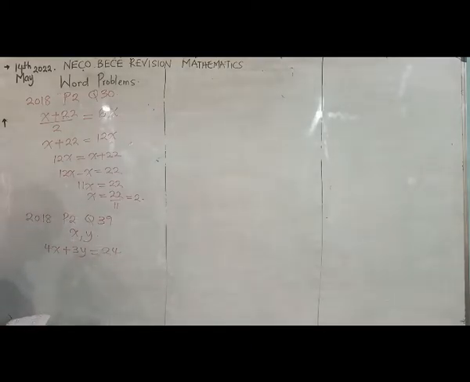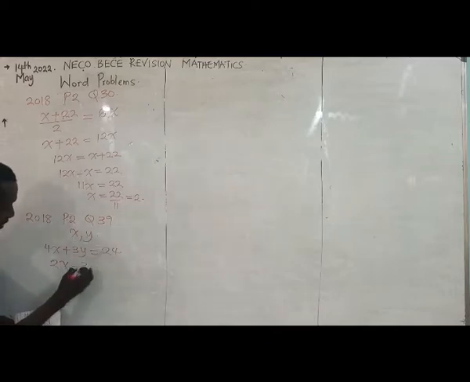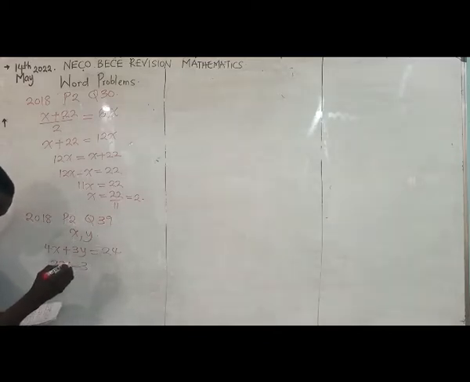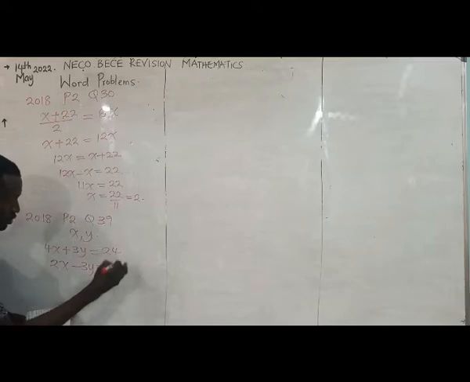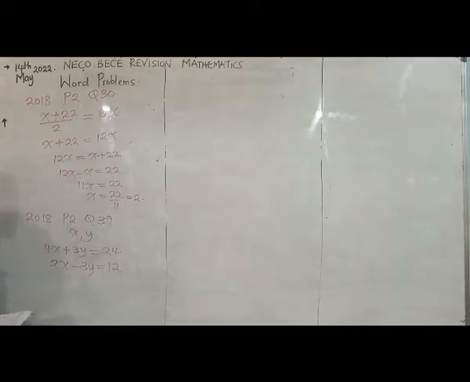Now, the difference between 2 times the first number. So difference means you are going to subtract 2 times the first number and 3 times the second number is what? 12. Find the two numbers. This is a very simple question if you know what to do.